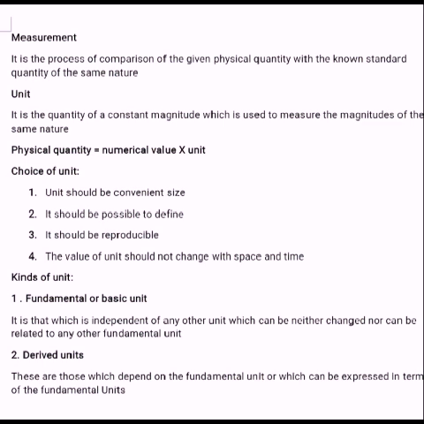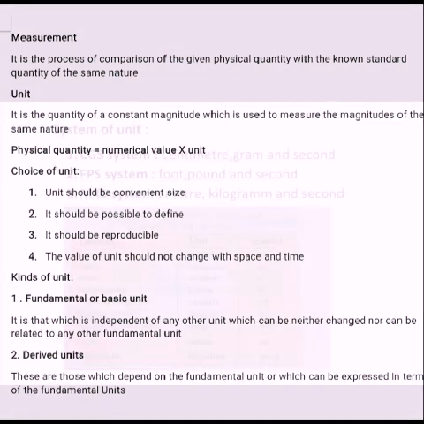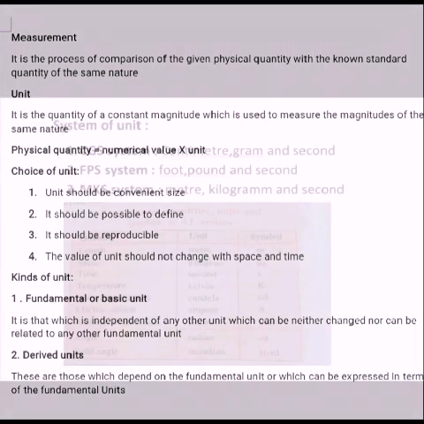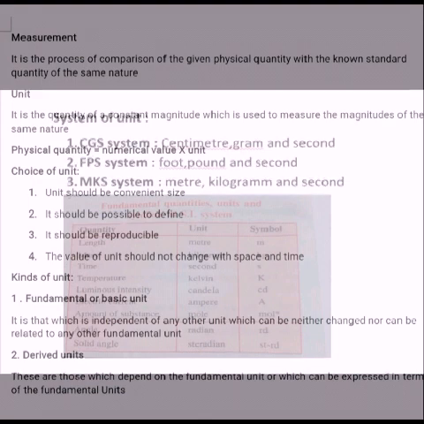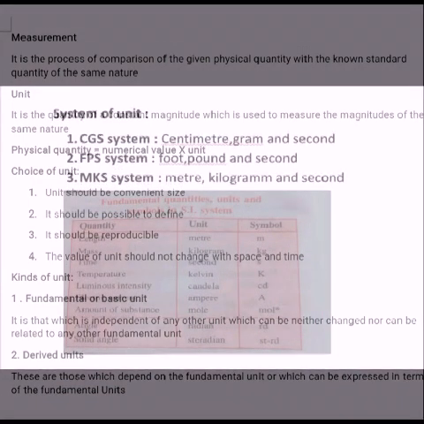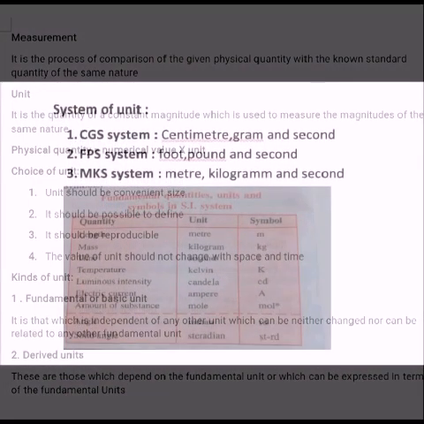One is the numerical value and the other is the unit. So, we get the formula: physical quantity is equal to numerical value into unit. How to go for the choice of unit? It should be convenient in size. It should be possible to define without any problem. It should be reproducible, and the value of the unit should not change with space and time.